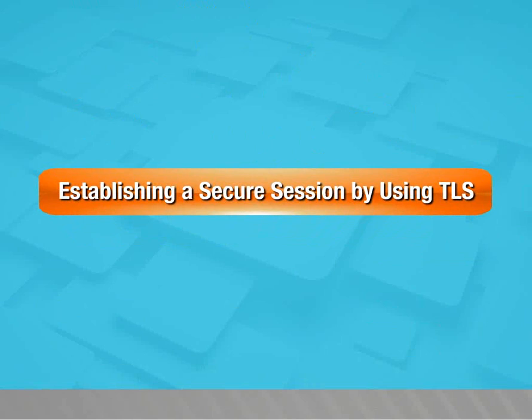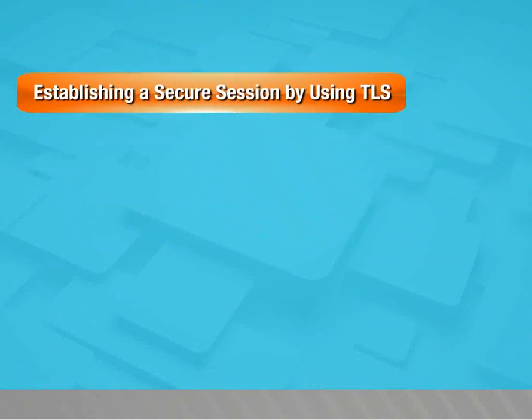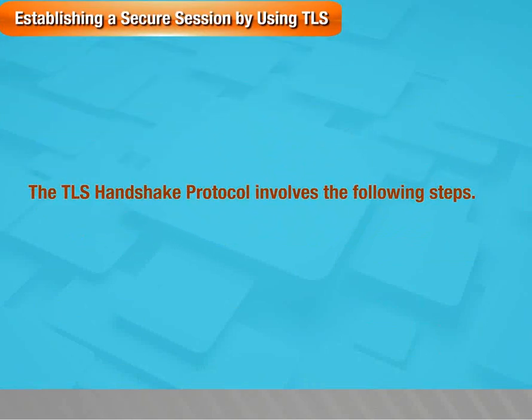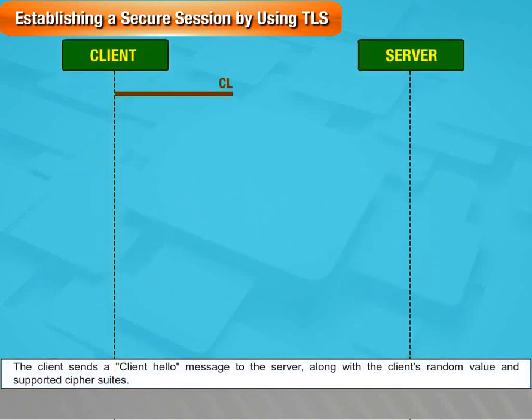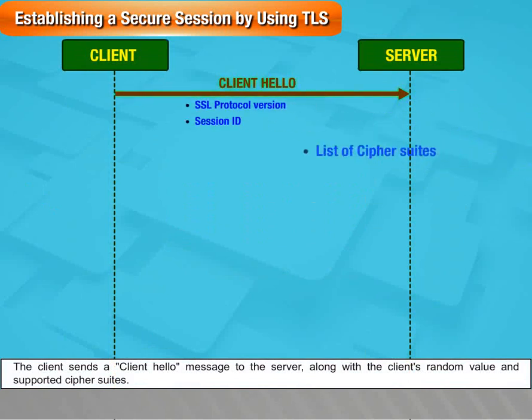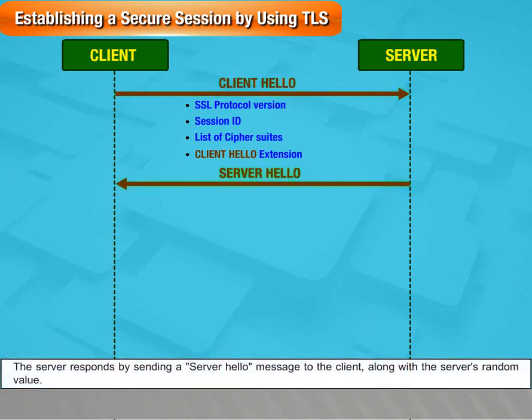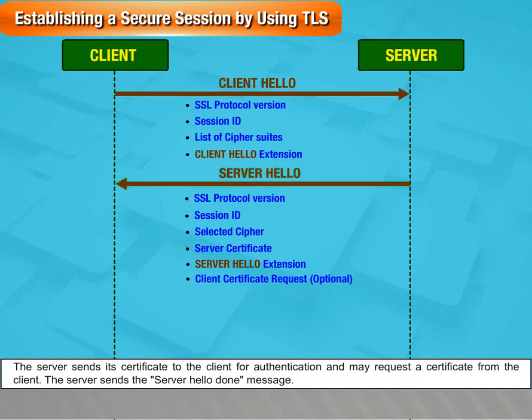Establishing a secure session by using TLS. The TLS handshake protocol involves the following steps. The client sends a client hello message to the server, along with the client's random value and supported cipher suites. The server responds by sending a server hello message to the client along with the server's random value. The server sends its certificate to the client for authentication and may request a certificate from the client. The server sends a server hello done message.